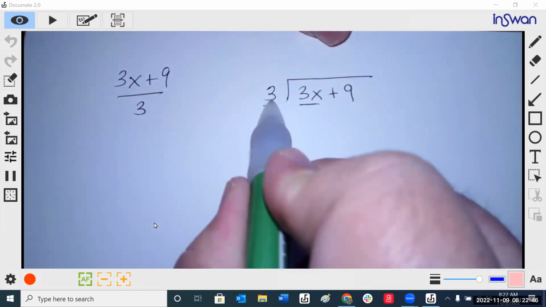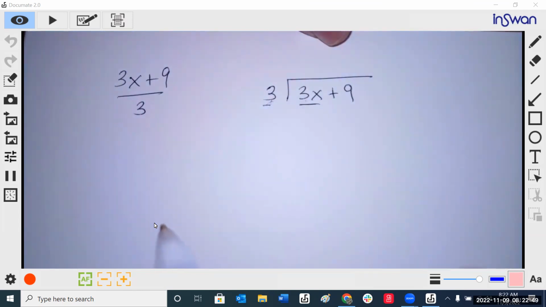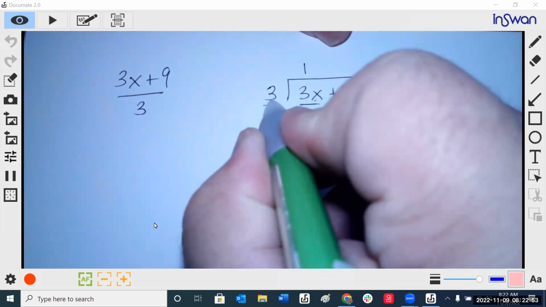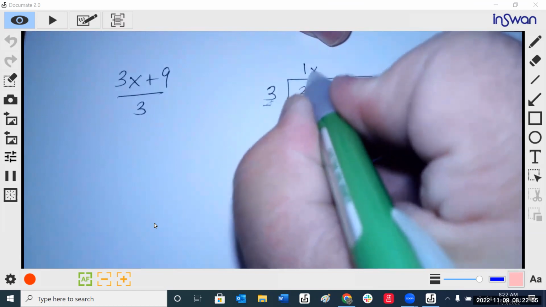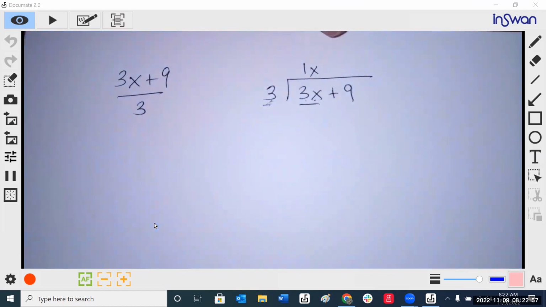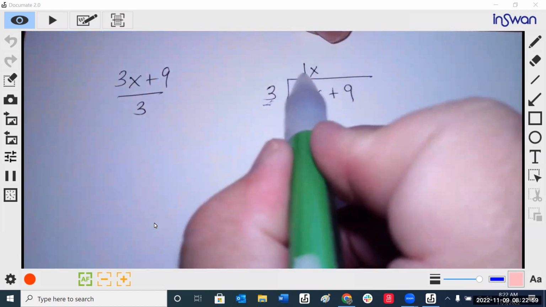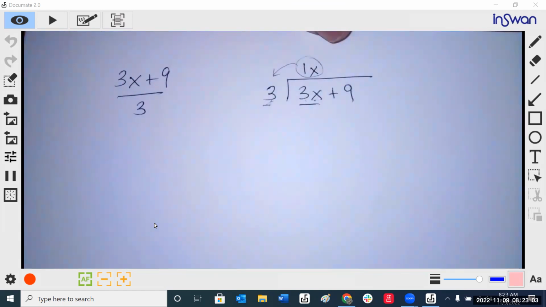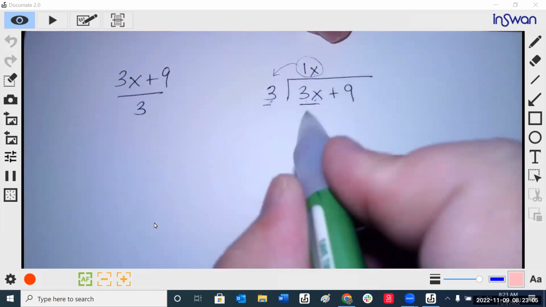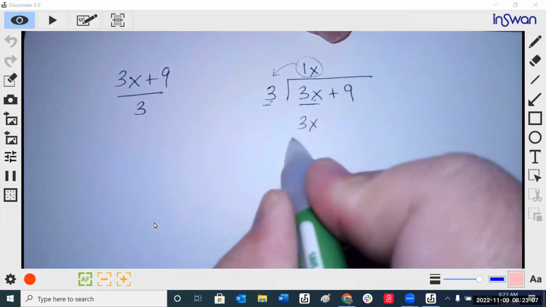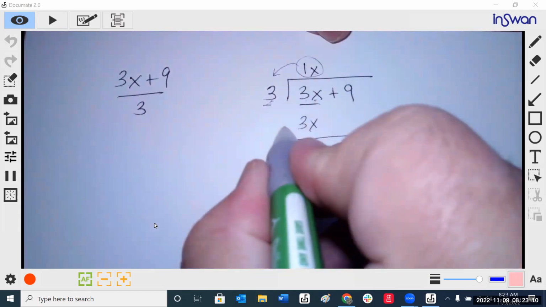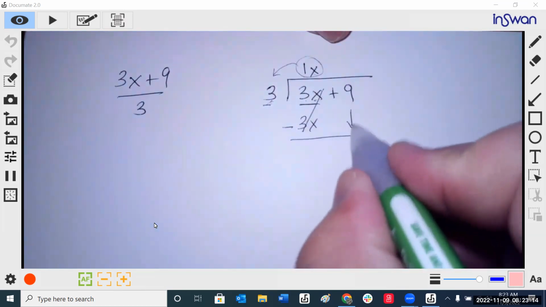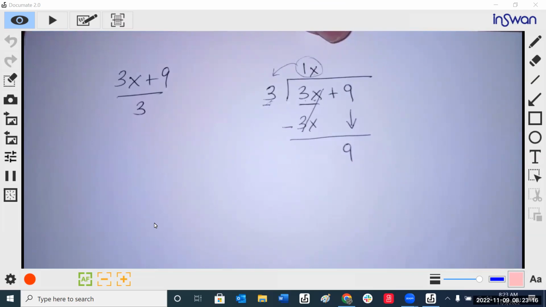What times 3 gives me 3? 1, and you need an x. So what times 3 gives me 3x? 1x. Now, what do I do with this number here? I multiply it to there. So 1x times 3 is 3x. Subtract. 3 minus 3 is 0. Bring that one.